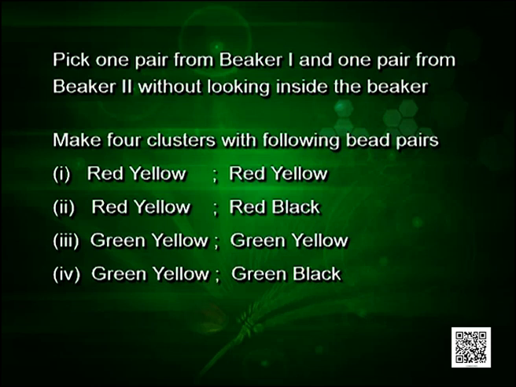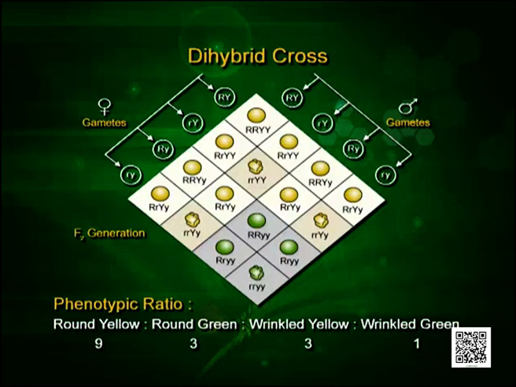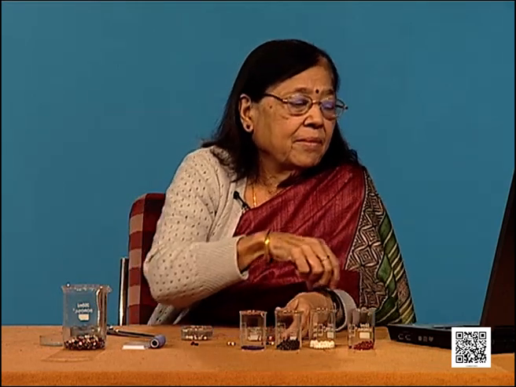Now, when these 4 clusters were made by Mendel, to his surprise the ratio was 9:3:3:1, and any number of times he repeated the experiment, he got the same ratio. He tried to analyze how it happened. It was the case of 2 characters together.